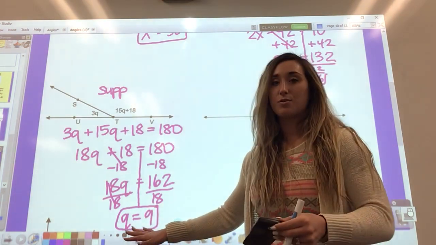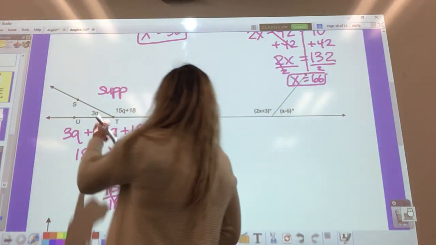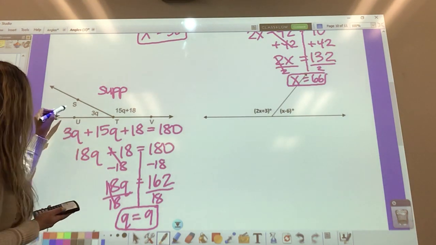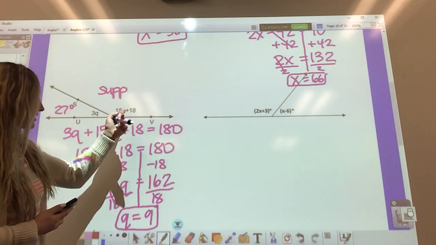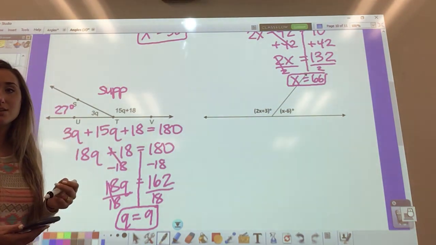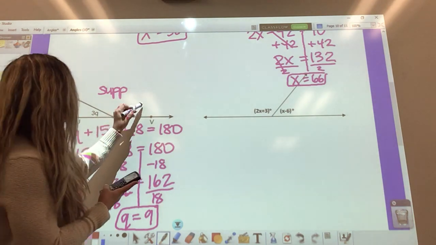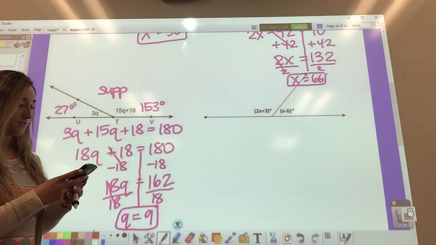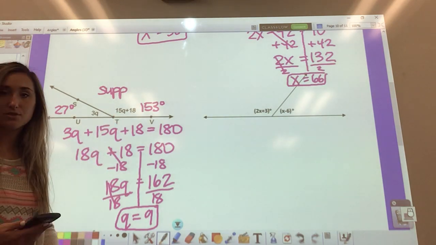So just solving isn't quite enough. I want to use that value of q to find each of these angle measures. This one is 3q, so 3 times q, or 3 times 9, which is 27 degrees. And then to find this one, you could plug in 9 for q and figure it out that way. Or more simply, we know these are supplementary, so I could just take 180 minus 27. This would be 153. Which you should also get if you plug in 9 for q. 15 times 9 plus 18 is also 153.